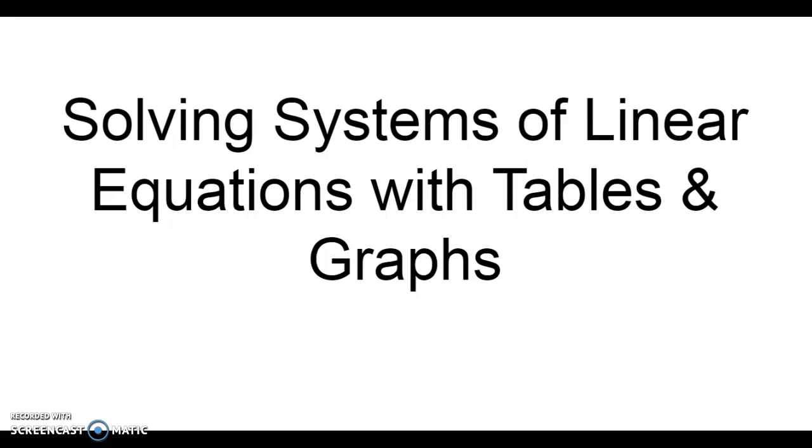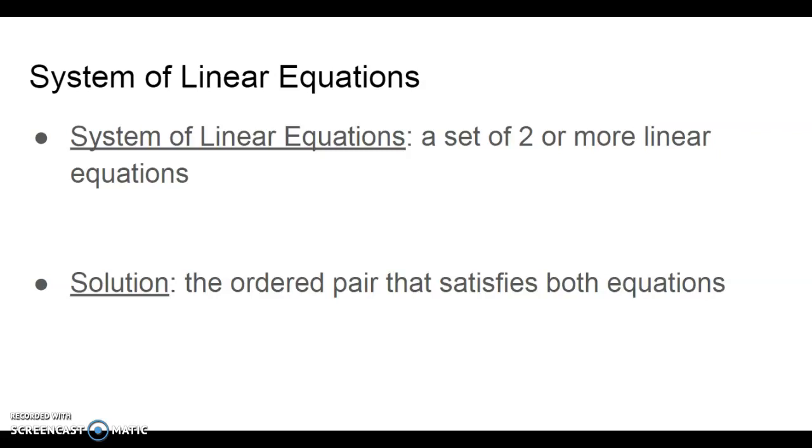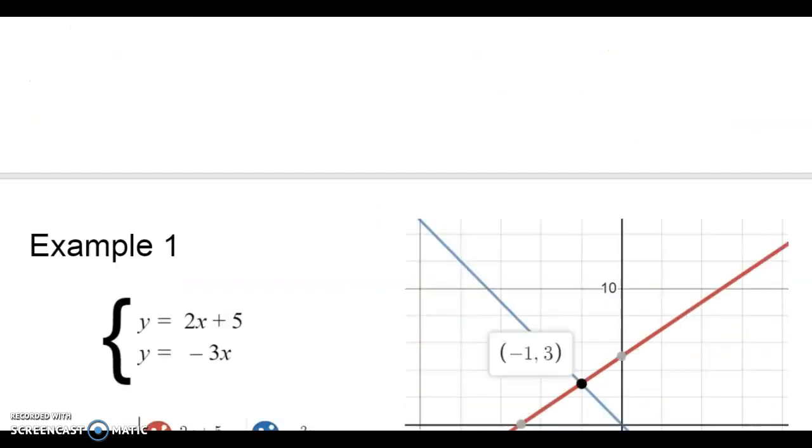Solving systems of linear equations with tables and graphs. A system of linear equations is a set of two or more linear equations. The solution to a set of linear equations is the ordered pair that satisfies both equations at the same time. Let's look at a couple of examples.